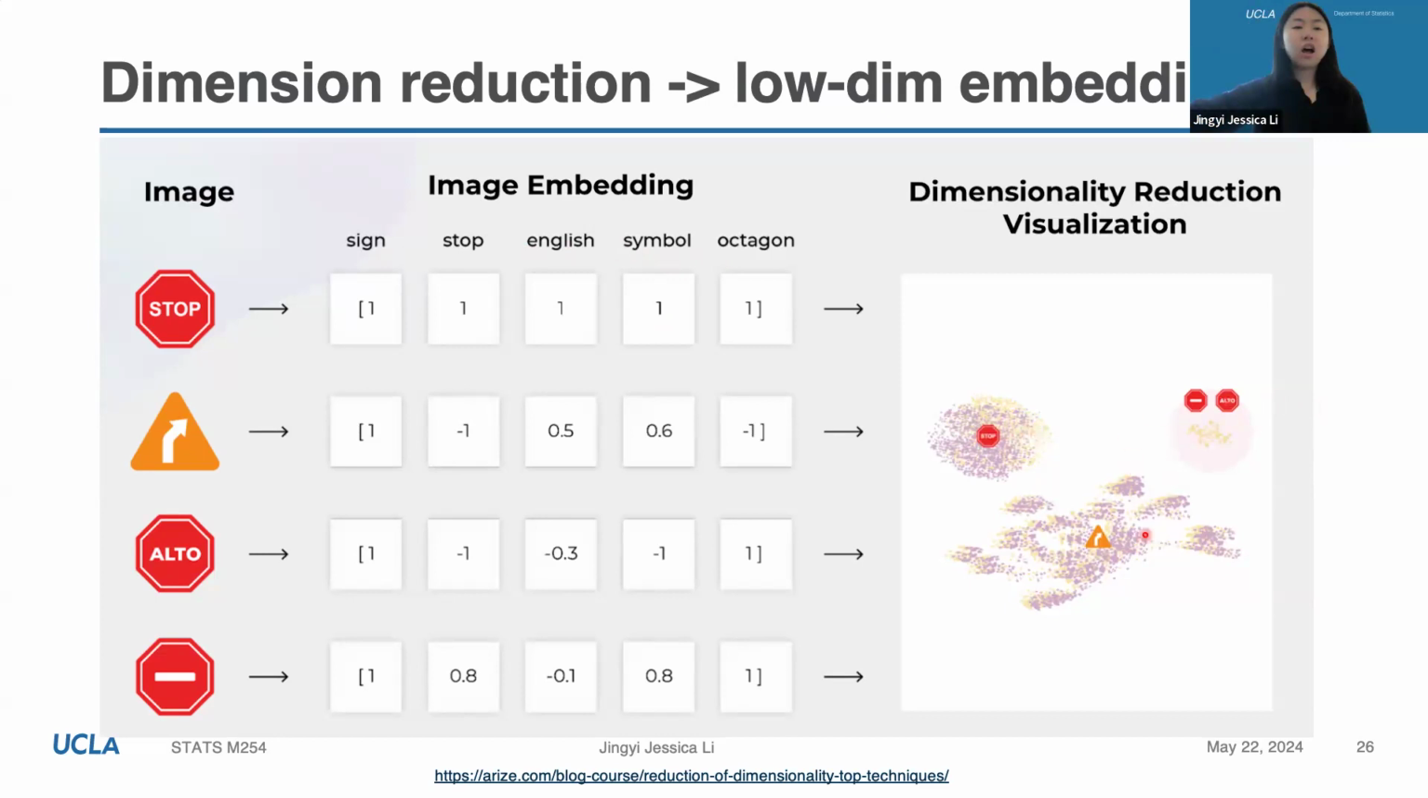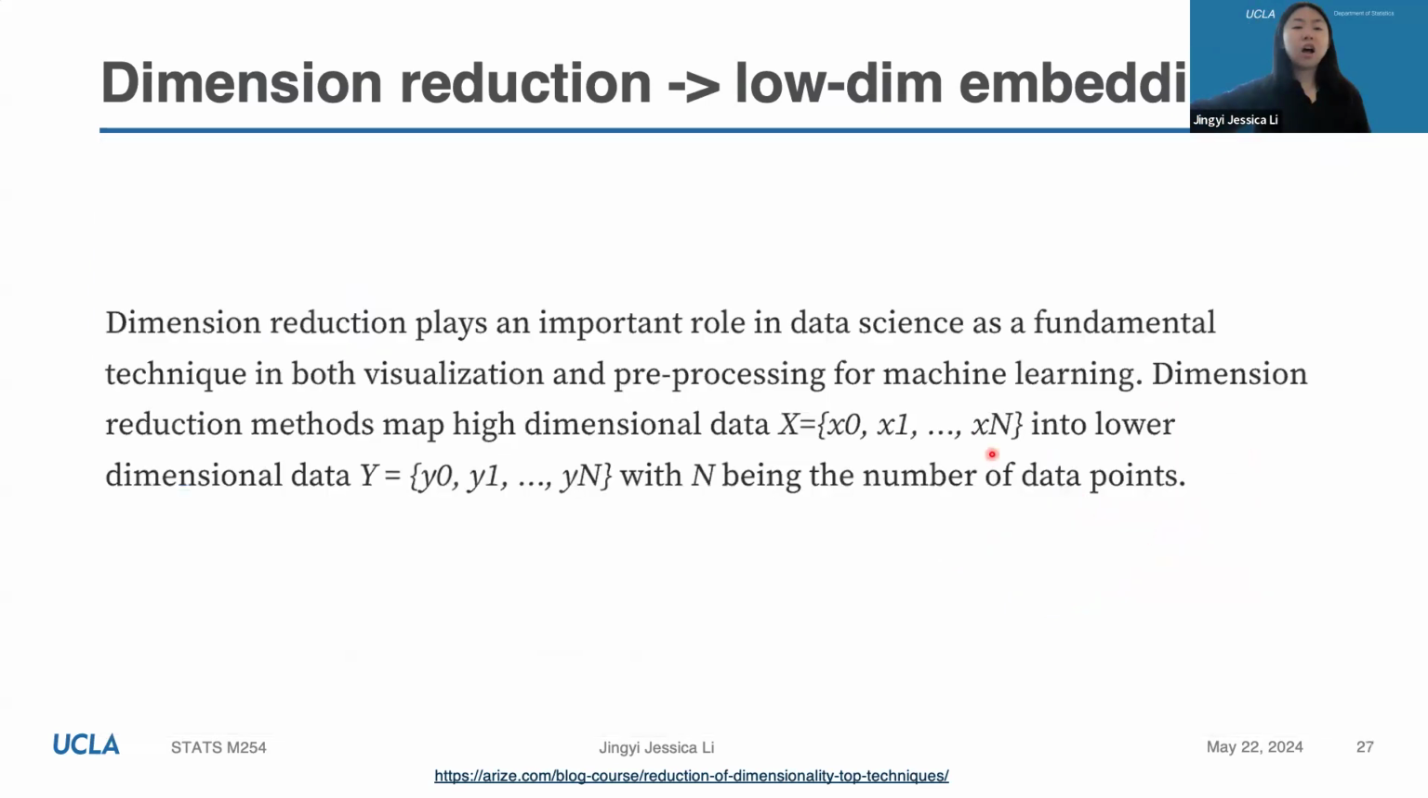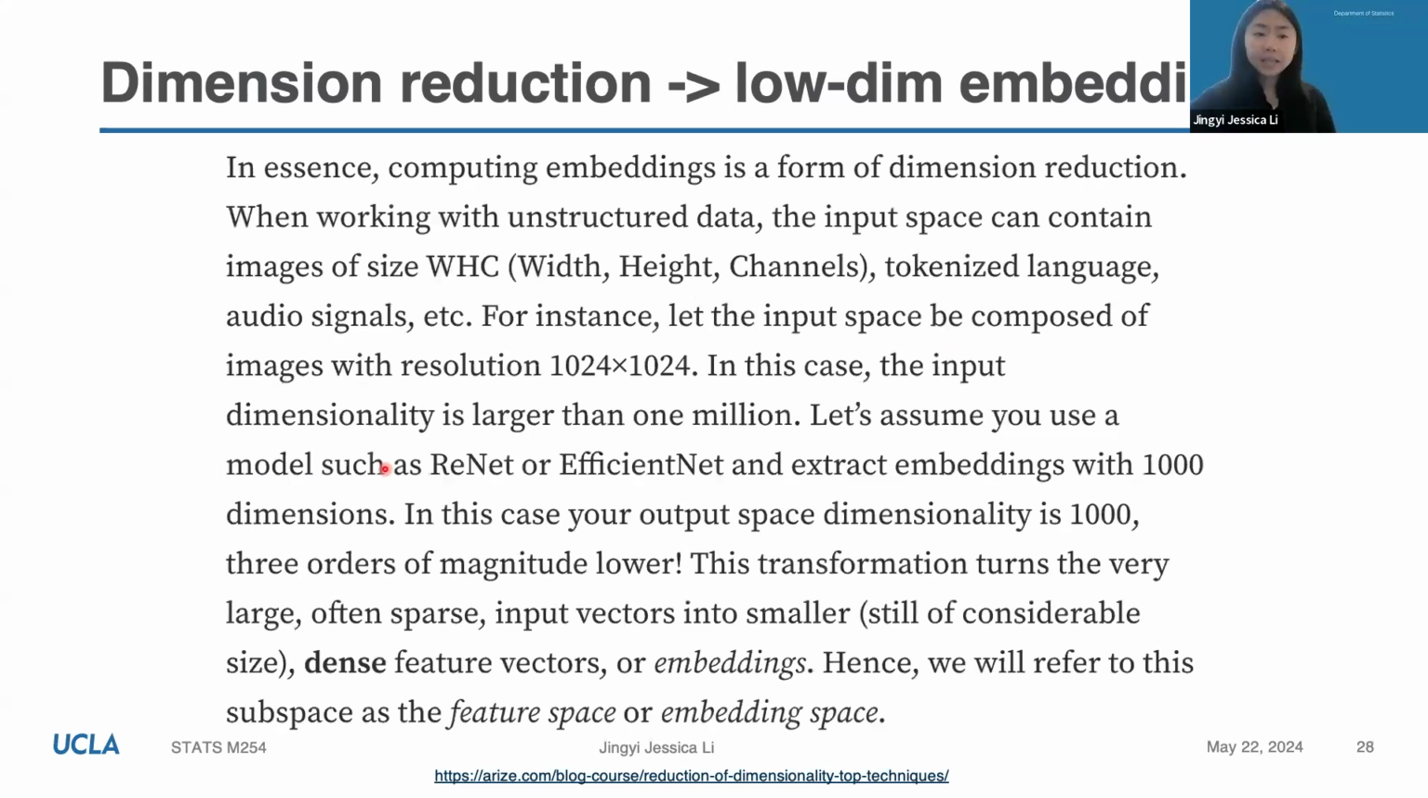That's the illustration. Dimension reduction plays an important role in data science as a fundamental technique in both visualization and pre-processing for machine learning. Dimension reduction methods map high-dimensional data X1 to Xn into lower dimensional data Y1 to Ym, with big M being the number of data points. So this is the same notation as used in Isomap, right? Big M for the number of data points, X for input space, Y for the 2D embedding.